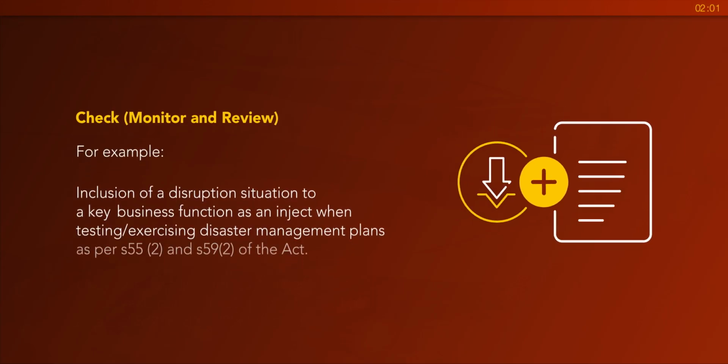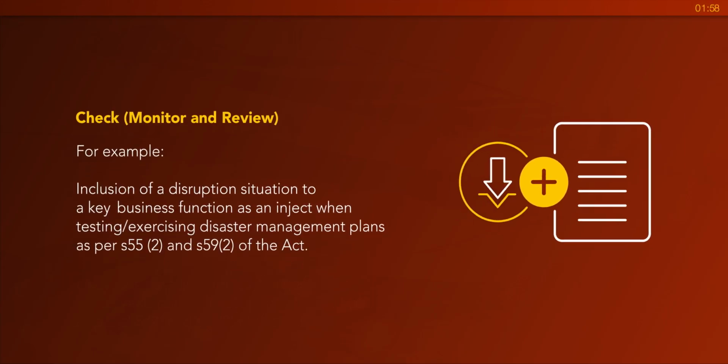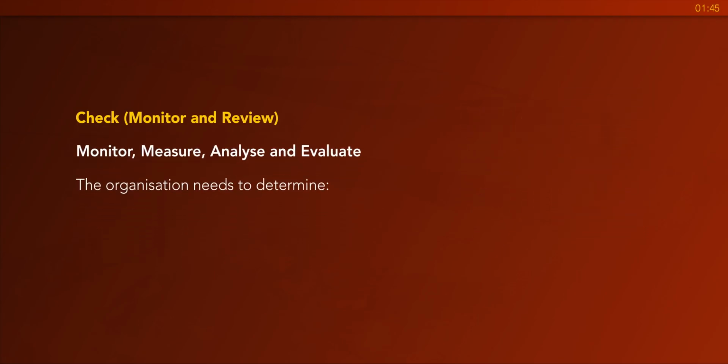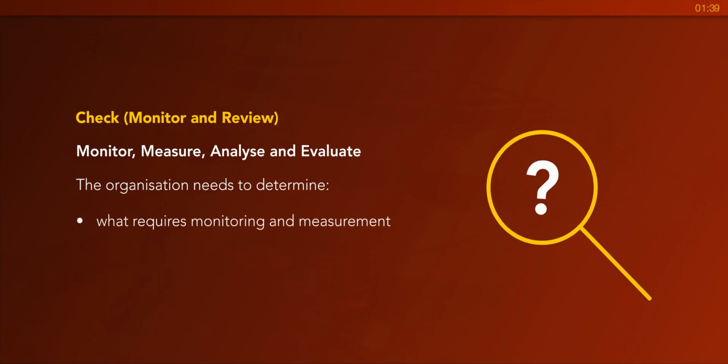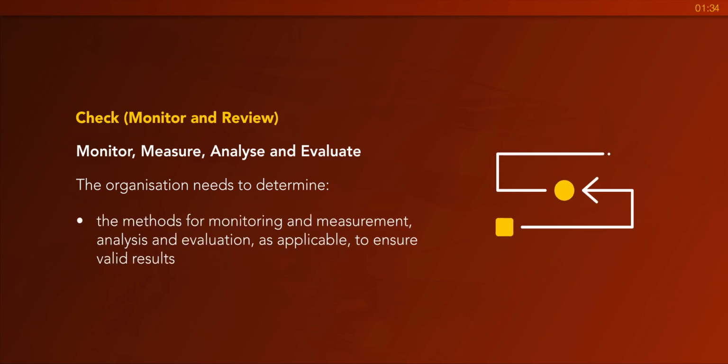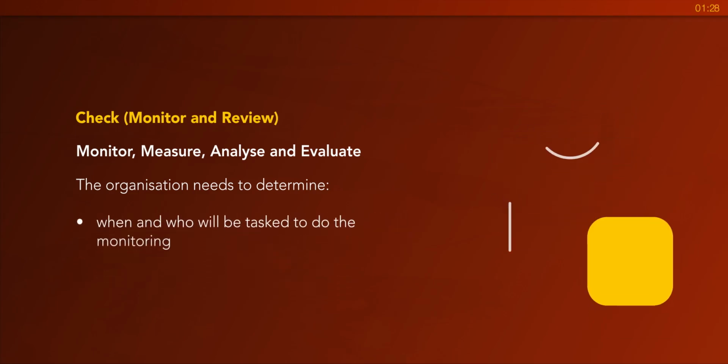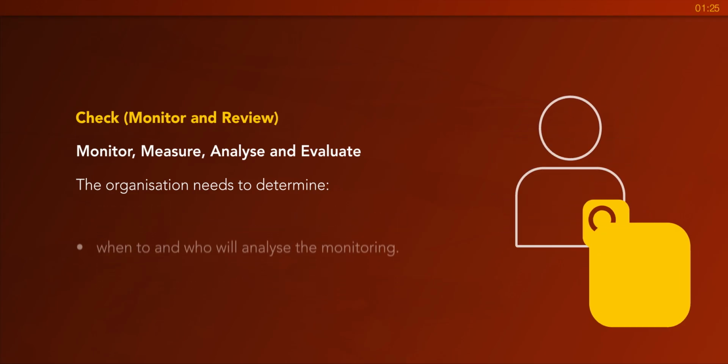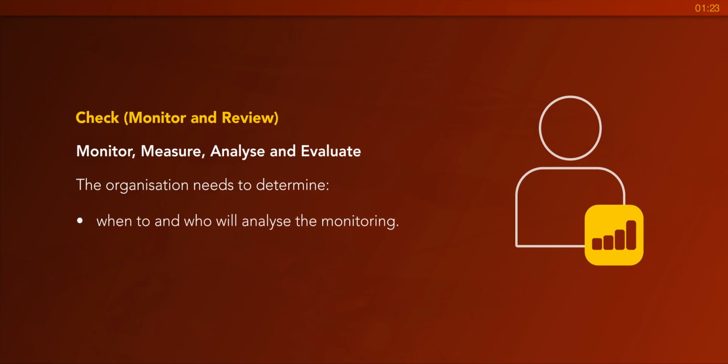For example, inclusion of a disruption situation to a key business function as an inject when testing or exercising disaster management plans as per Section 55, Paragraph 2 and Section 59, Paragraph 2 of the Act. Monitor, measure, analyse and evaluate. The organisation needs to determine what requires monitoring and measurement, the methods for monitoring and measurement, analysis and evaluation, as applicable, to ensure valid results, and when and who will be tasked to do the monitoring, and when and who will analyse the monitoring.